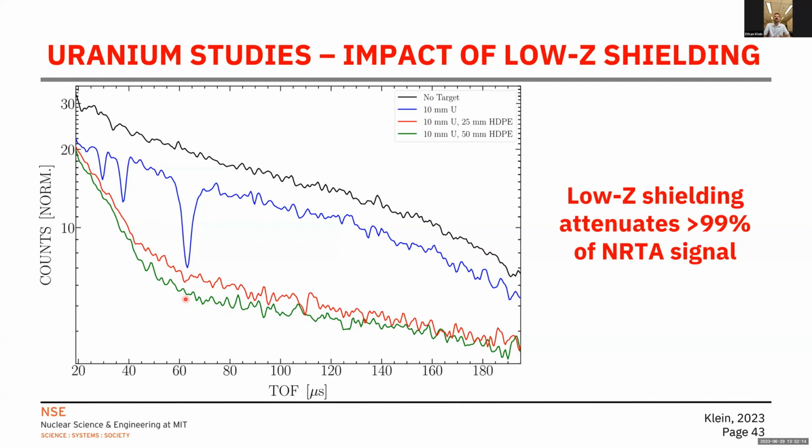So the main conclusion here is that low Z shielding, so those elements higher up on the periodic table, like hydrogen, carbon, oxygen, really attenuate the signal that we can get from this technique. So that's a big limitation.